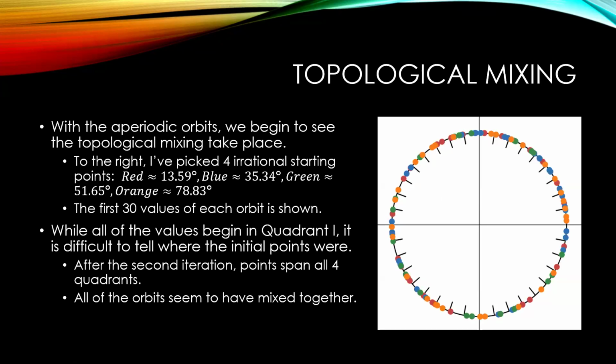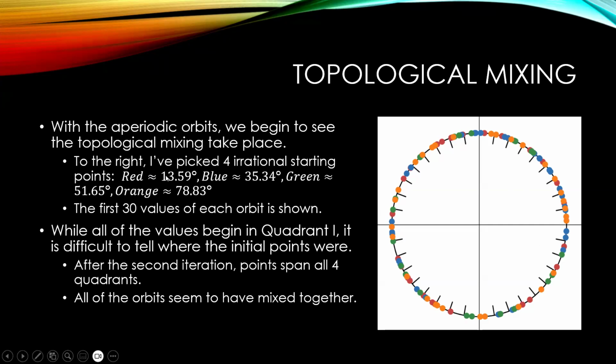And so what happens when we start looking at these aperiodic orbits? Well, here are 4 different colors that I've chosen as starting points. And so I've chosen 4 irrational starting points. Red is starting roughly at 13.59 degrees. Blue is roughly 35.34 degrees. Green is roughly 51.65 degrees. Orange is roughly 78.83 degrees. They're all irrational starting points, though. And I chose irrational starting points so that we can see what happens with the aperiodic behavior. The first 30 values of each orbit is shown.